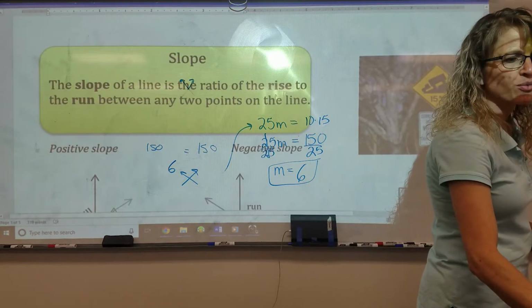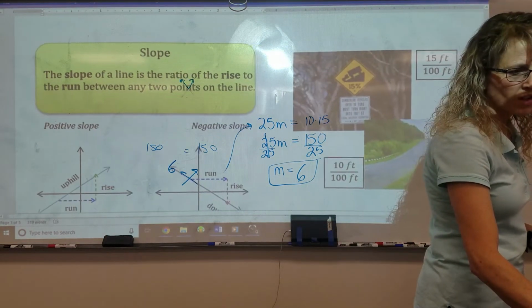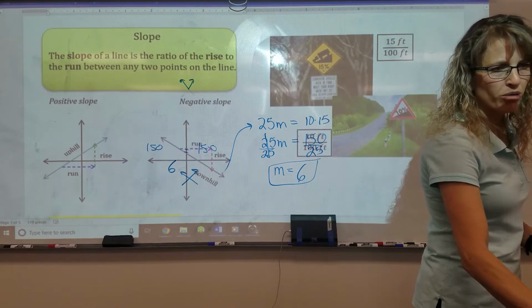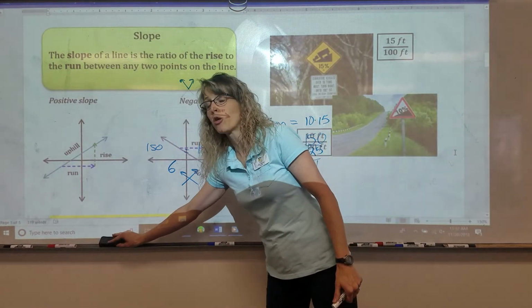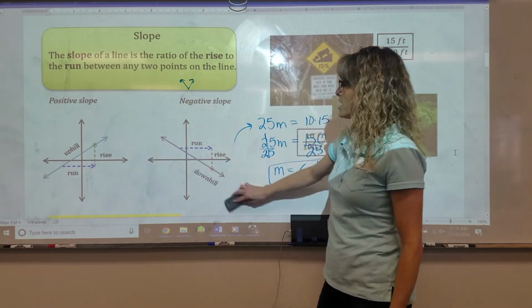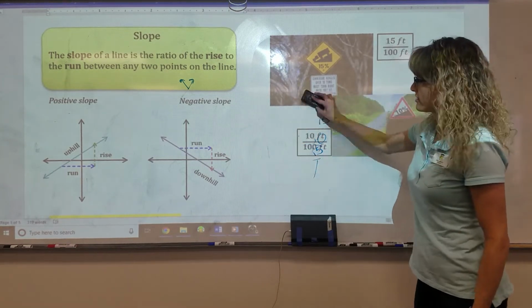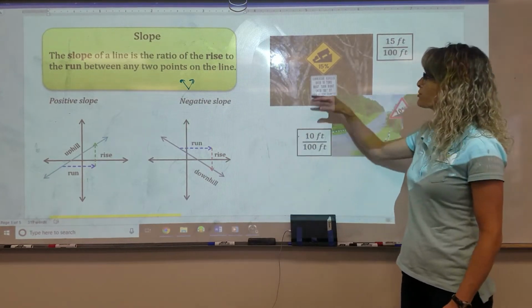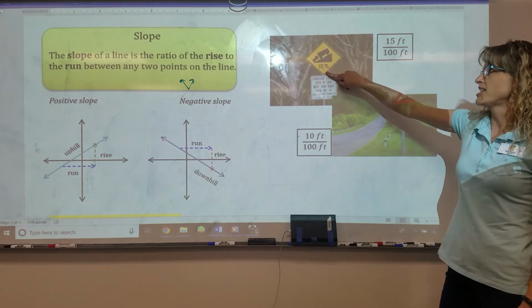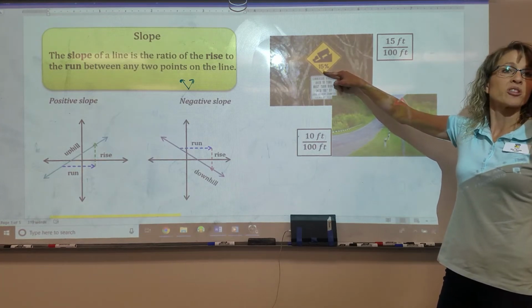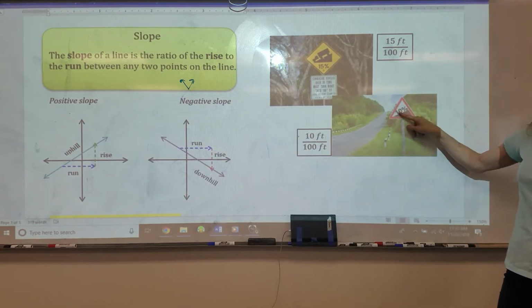Okay, now we're going to shift gears. We're going to talk about slope. Some of you have probably heard the word slope before. Truckers use slope, but they have a different word for it. It's called grade. They are driving along the canyon road or a hill, and they see a grade sign that says you have a 15% grade coming up, or a 10% grade.